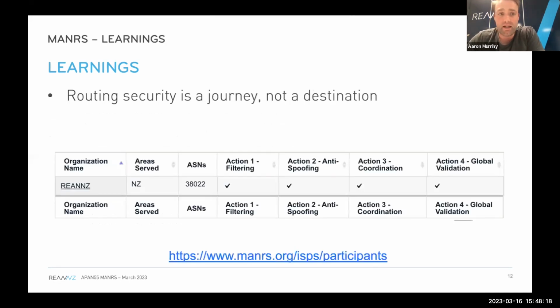And finally, routing security. It's a journey, it's not a destination. You know, we're here, we've got all these ticks now. If MANRS decided in the next 3 weeks to change spoofing from a recommended action to a required action, we'd lose that tick until we finish rolling that out. It's a journey, and they're always looking at how they can improve things, and we're all looking at how we can improve things as we go.